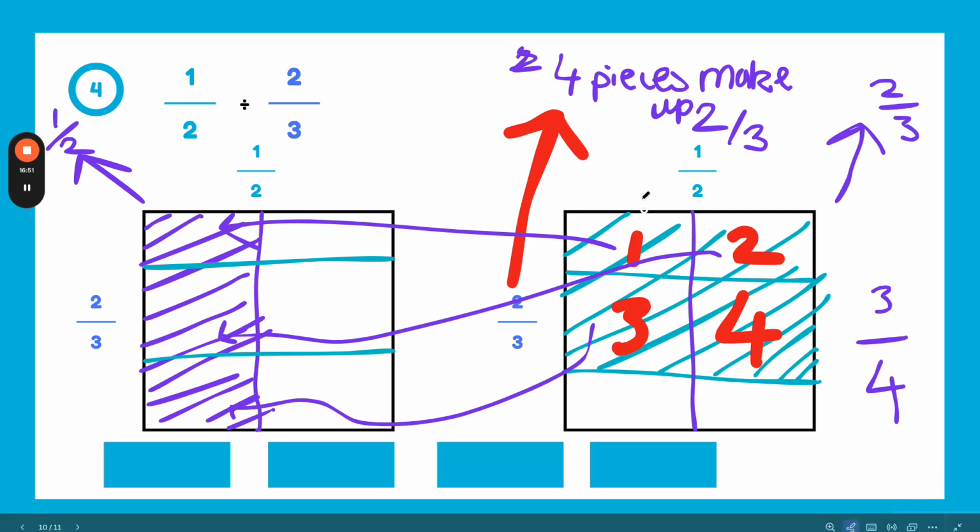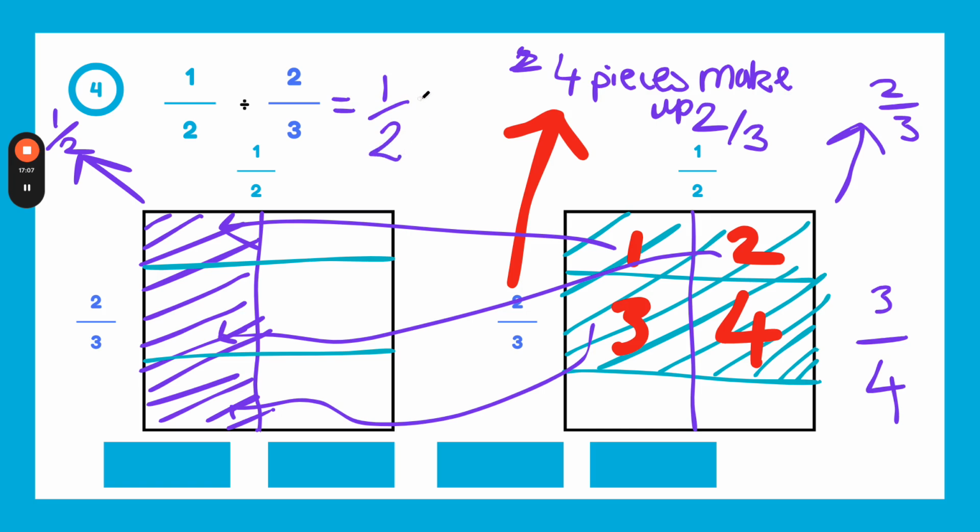And remember, 4 pieces make up the 2/3, but only 3 have managed to fit into our first square. So that leaves us with a half, we can also check this, times 3/2, because we flipped the second fraction, remember. So our answer would be 3/4. So we still get the same answer. So that will be how to solve that problem.